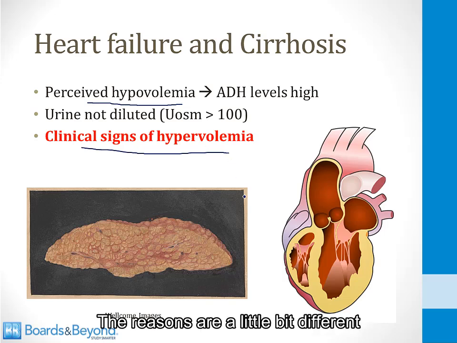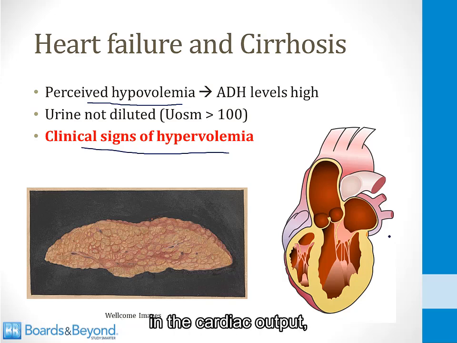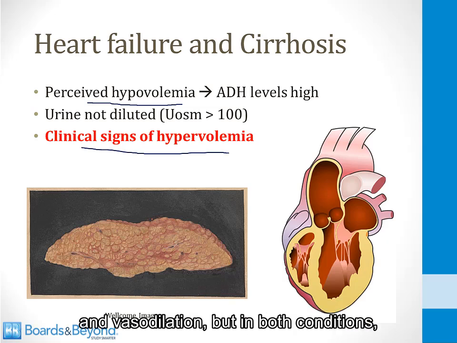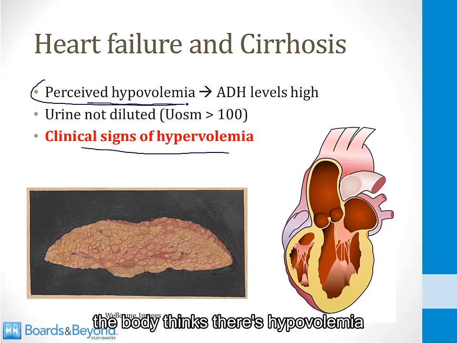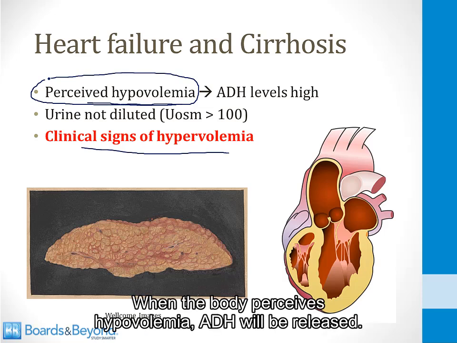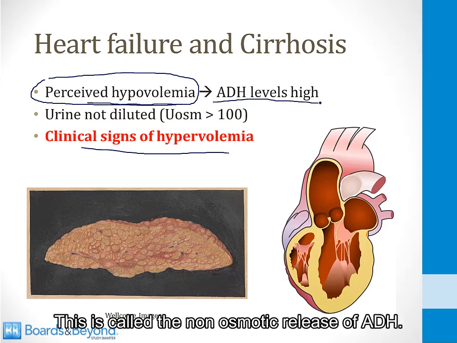The reasons are a little bit different in heart failure and cirrhosis. In heart failure, this happens because there's a decrease in the cardiac output. In cirrhosis, this happens because of low vascular resistance and vasodilation. But in both conditions, the body thinks there's hypovolemia, even though there is actually hypervolemia. When the body perceives hypovolemia, ADH will be released. So ADH levels become high. This is called the non-osmotic release of ADH.